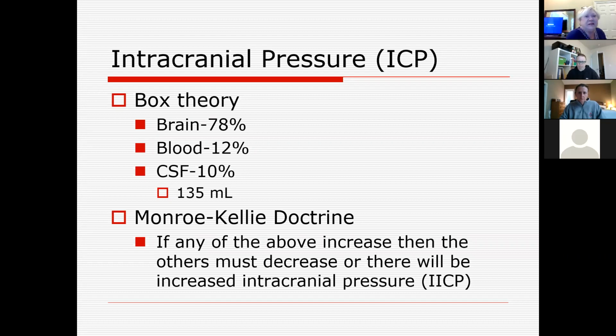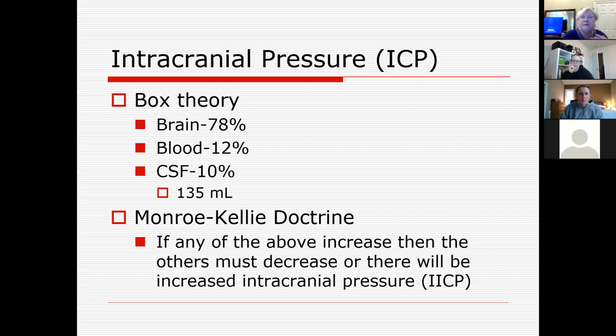Okay. So when we talk about increased intracranial pressure, the brain works on what's called the box theory. The box says that the brain is an enclosed cavity, and there's only so much room inside of the box. It contains three things. It contains your brain tissue itself, which takes up most of the room in the box, about 78%.